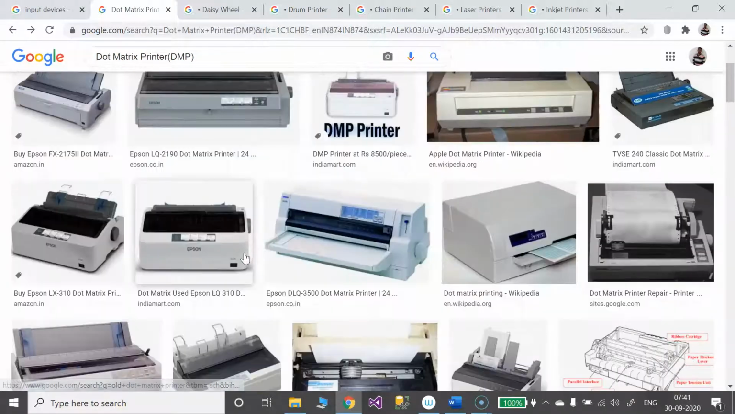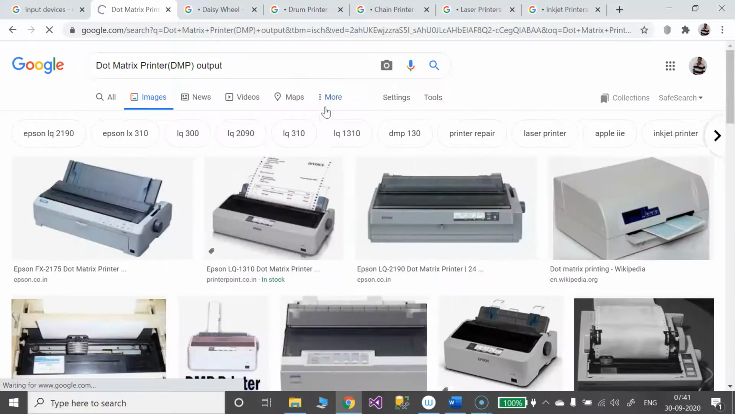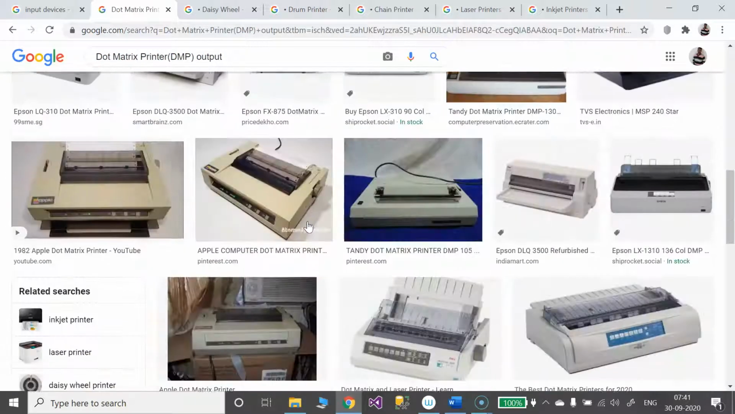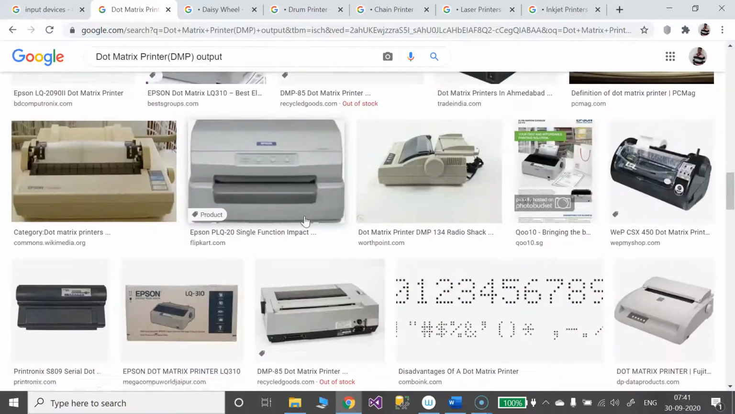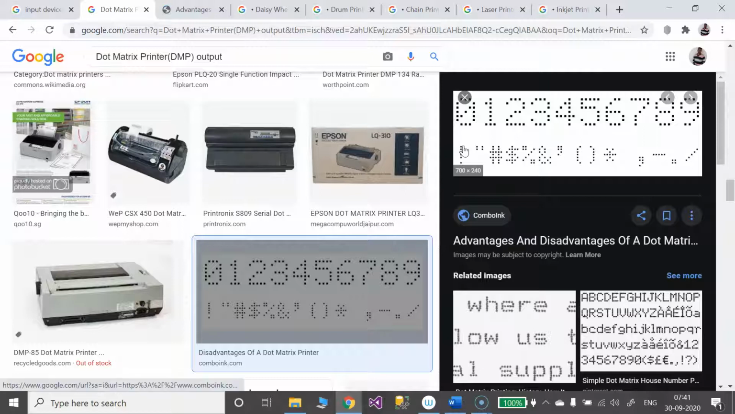So if we look at the dot matrix printer output, look at here, we got the output. This is how the dots look. We may see here, this is dot matrix. Later, the daisy wheel printer.